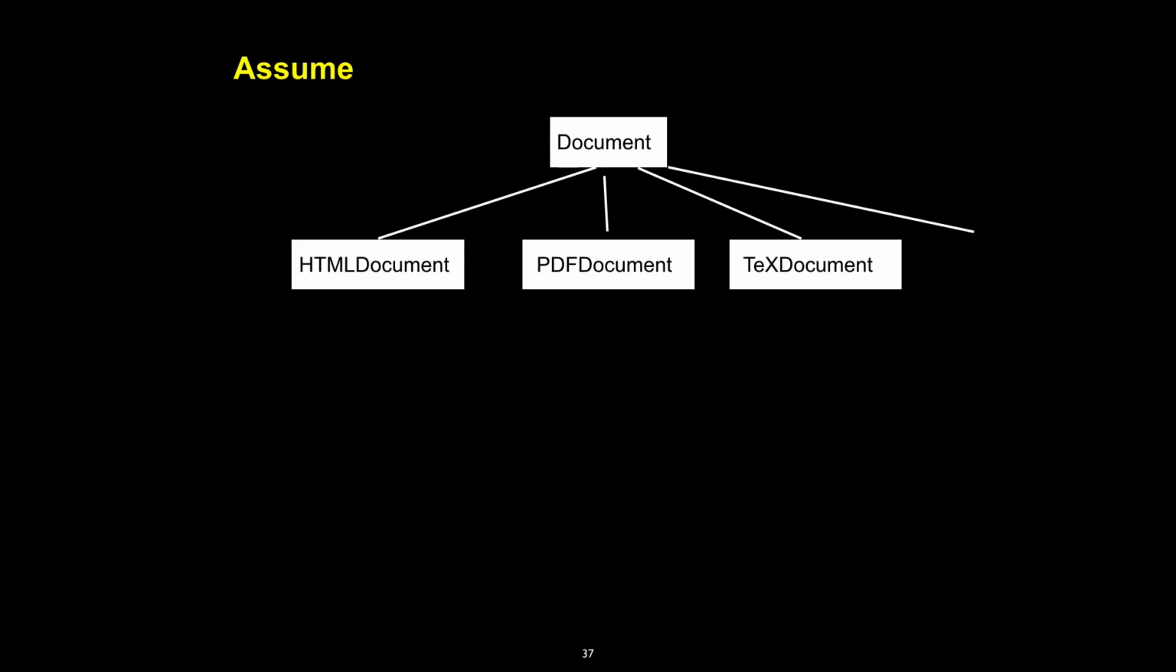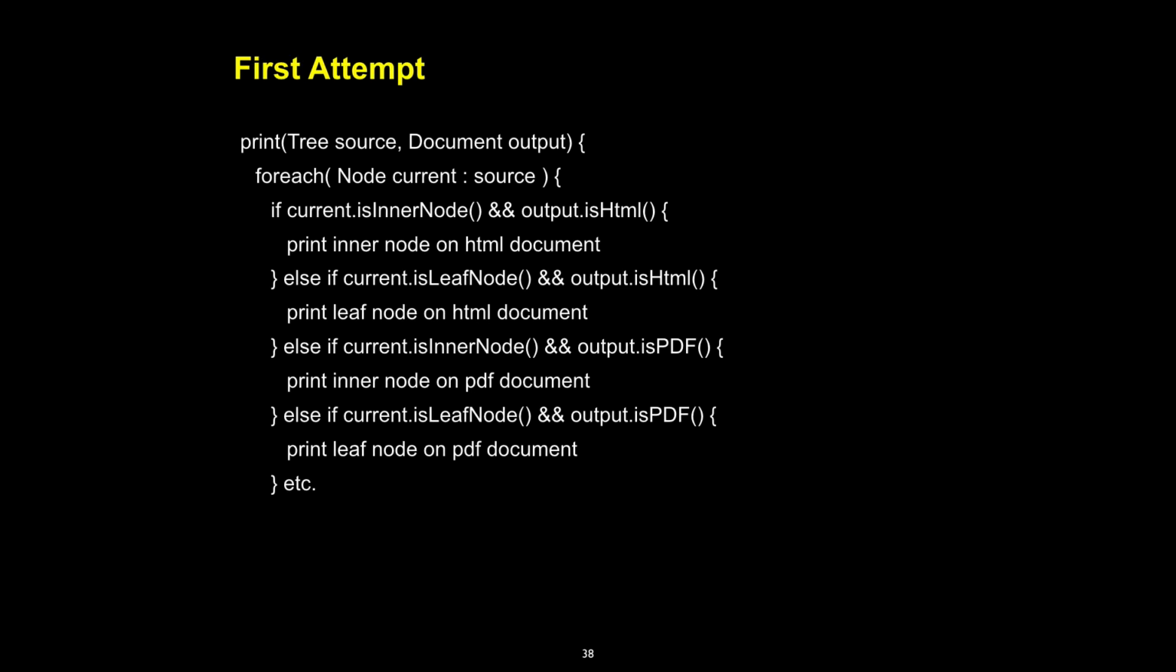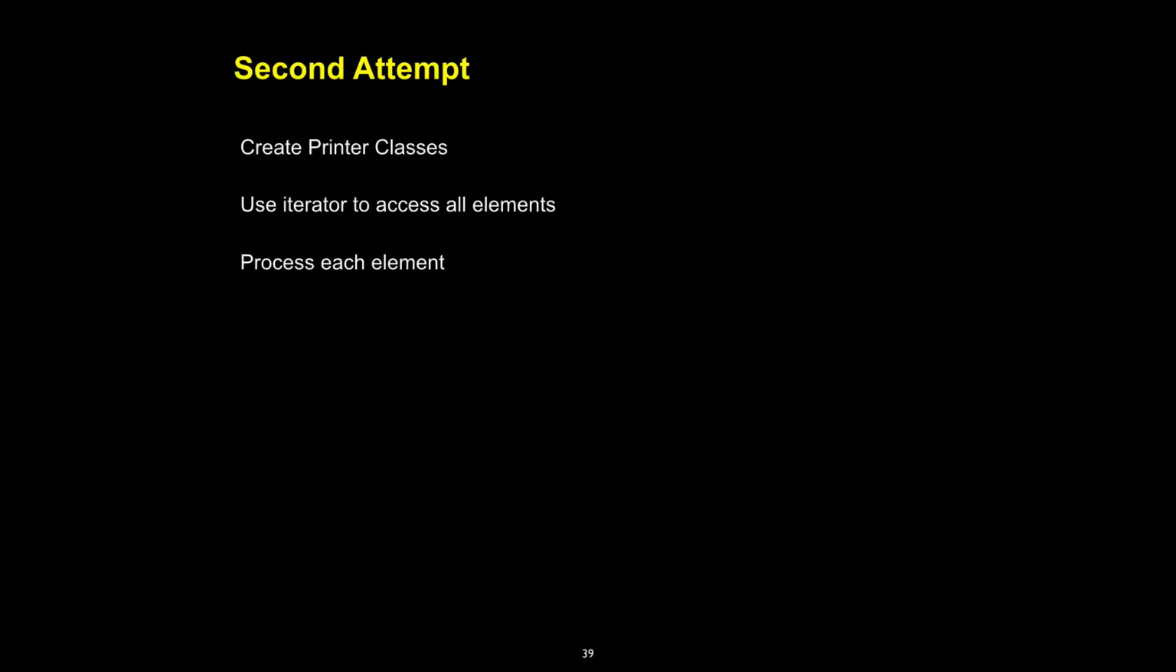So let's assume we've got different types of documents. And this is what we want to avoid: if it's an inner node and the output is HTML, then do this. If it's a leaf node, do this. Not going to work. This is just going to be terrible. It'll be hard to maintain, and so we can do this.